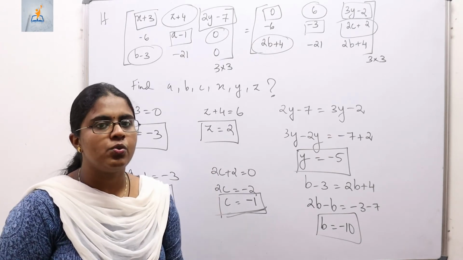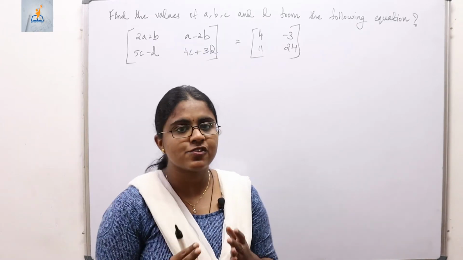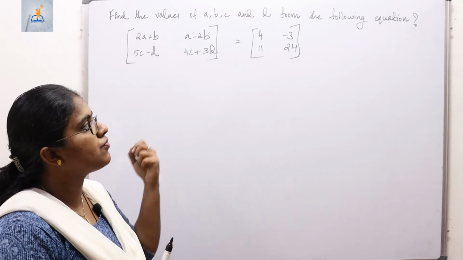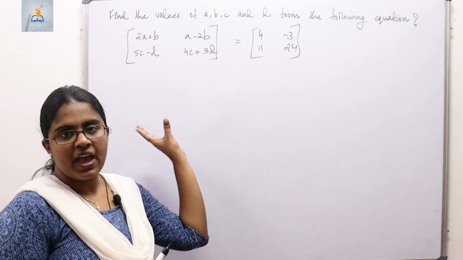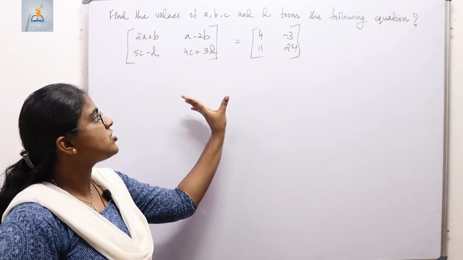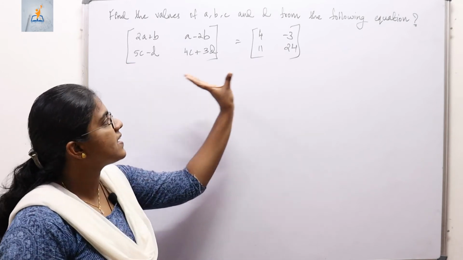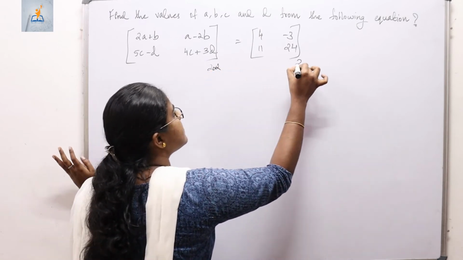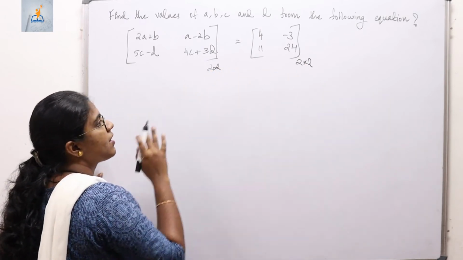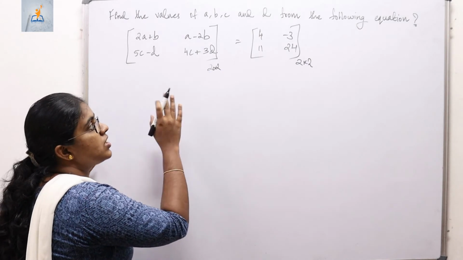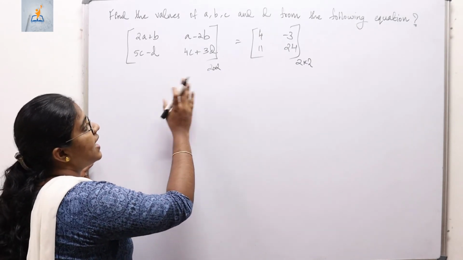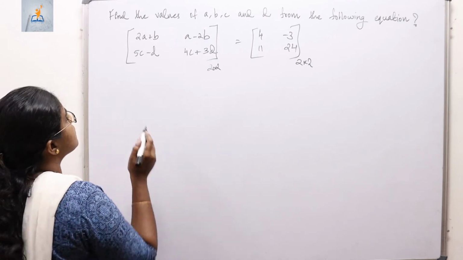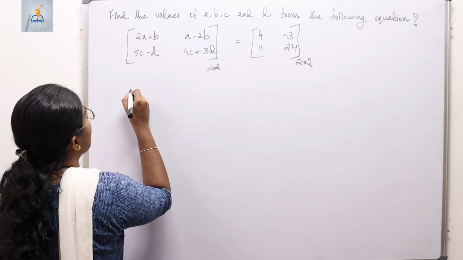Now we shall move to another question. So the next question is like this. Find the values of A, B, C and D from the following equation. We have an equation here and the equation tells that this particular matrix is equal to this particular matrix. So this is a 2 by 2 matrix and this is again a 2 by 2 matrix, and we are given that the matrices are equal. So we can equate the corresponding terms of the matrix. It will be like this.